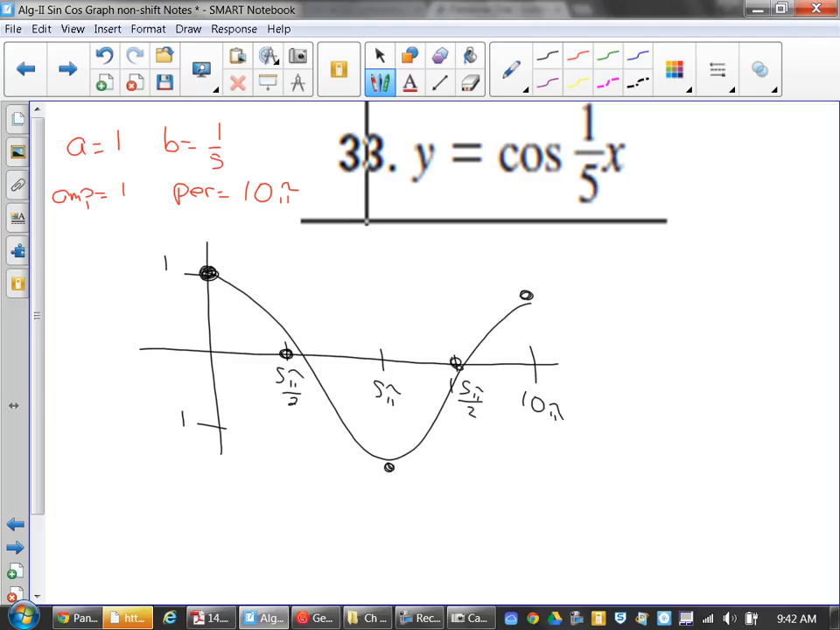How do you get 10 pi again? 10 pi is gotten by, your period is always going to be 2 pi over the absolute value of B. So this is 2 pi divided by 1/5, which is 2 pi times 5.